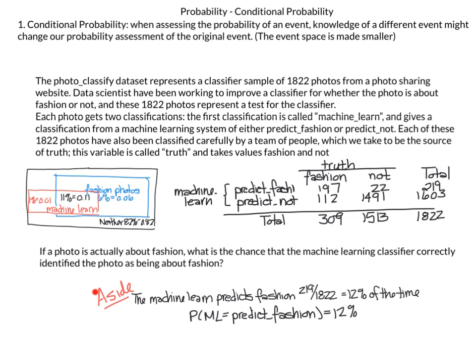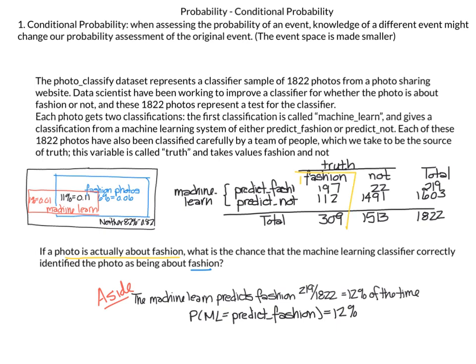So first, this is an aside. This does not answer the question, okay? But the machine learning predicts fashion 219 times out of the 1,822. So 12% of the time, machine learning equals predict fashion is 12%. But now we have this additional information, right? First, machine learning was predicting about fashion, but we have this additional information that the photo is actually fashion.